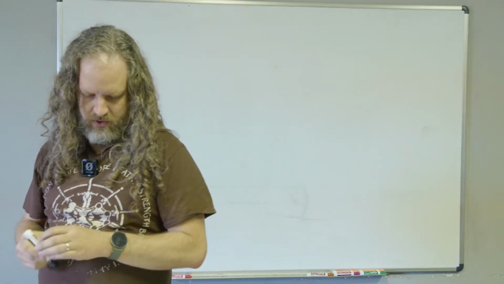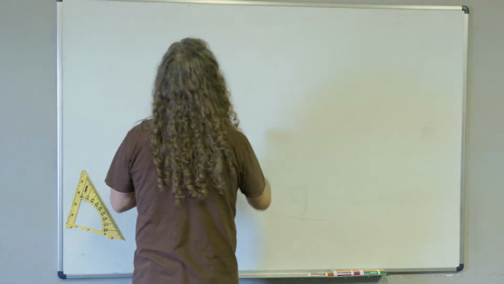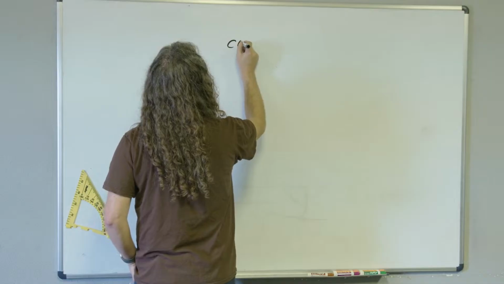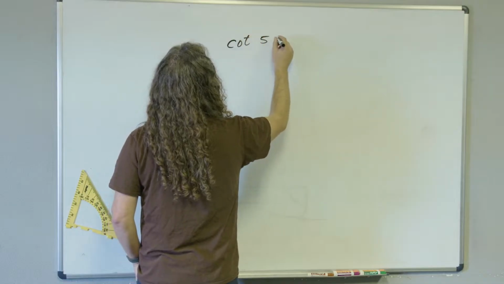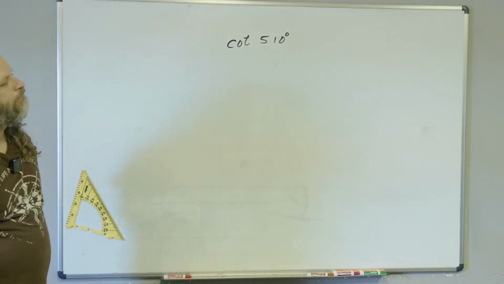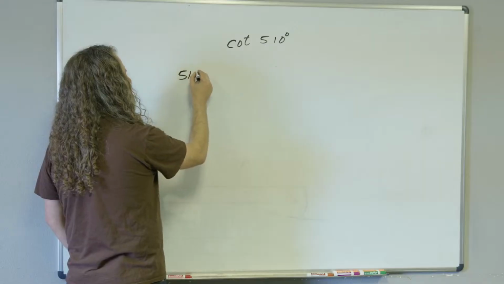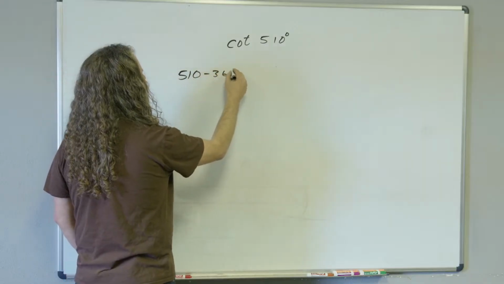Cotangent of 510 degrees. It might just be the same issue as I had on 32. What was your issue? I wasn't basing it off the x-axis. What's 510 minus 360? 150.